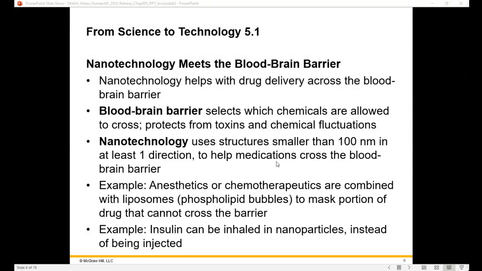In nanotechnology, we use structures smaller than 100 nanometers in at least one direction to help medications cross the blood-brain barrier. Example, anesthetics or chemotherapeutics. They're combined with liposomes, which are phospholipid bubbles, to mask portions of the drug that cannot cross the barrier. An example, insulin. This can be inhaled in nanoparticles now instead of being injected.